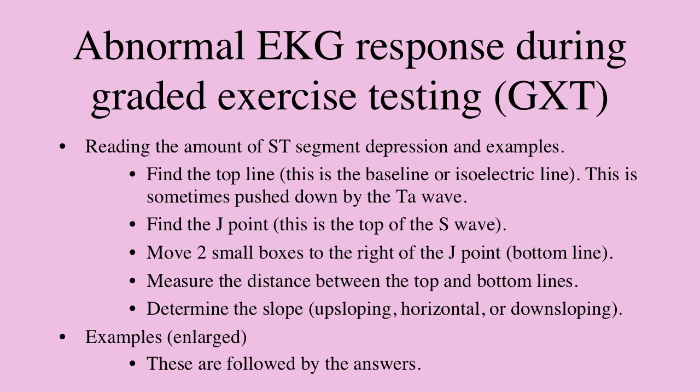And then you want to find the J point. The J point is at the top of the S wave. This can be underneath the baseline, at the baseline, or above it. Once you find the J point, you want to count 2 boxes to the right of the J point and find where the EKG is marking at that point. Then you measure the distance from the top line to the bottom line, which gives you a number, and you also determine the slope, and then you fit all that information back to a determination of whether it's negative or positive. That's a lot of information, but let's look at an example as we go through that.